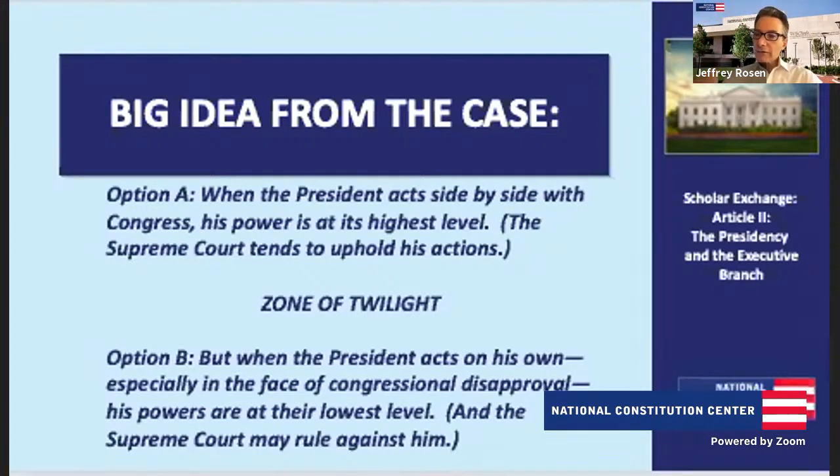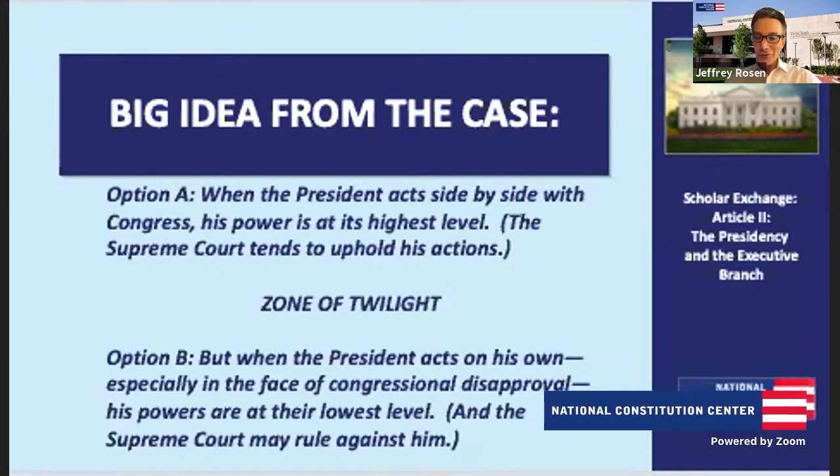When he's acting in the face of congressional disapproval, when Congress says don't do that, and he does it anyway, then his power is at its nadir or lowest point, or he's weakest. And then when Congress hasn't spoken very clearly and it's not obvious what the answer is, then the president occupies a zone of twilight.